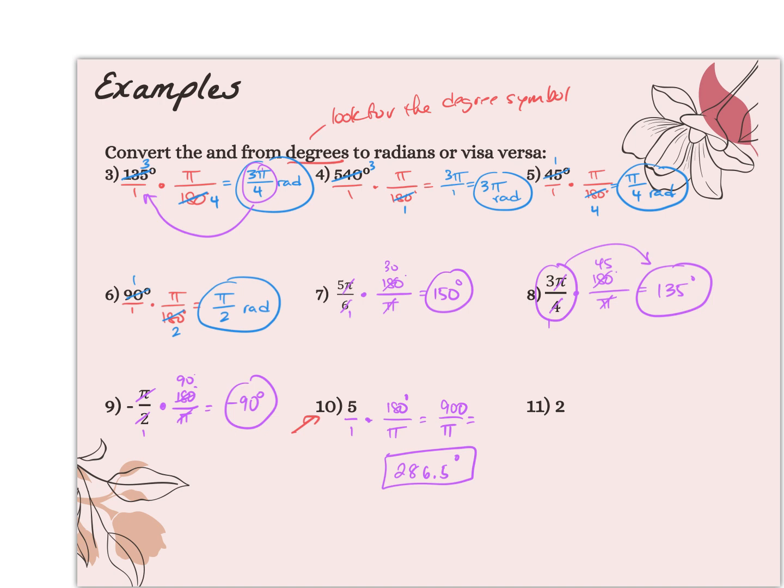So again, here with 2, I know this is radians because I don't see the degree symbol. So I'm going to convert it to degrees. I'm going to get 360 degrees over pi, and I'm going to divide. So I'm going to do 360 divided by pi, and I'm going to get 114.6 degrees. And there you have your answers. This is your conversion, and this is the process of going from one form to the other. And it is super important, guys, that you learn how to do this.